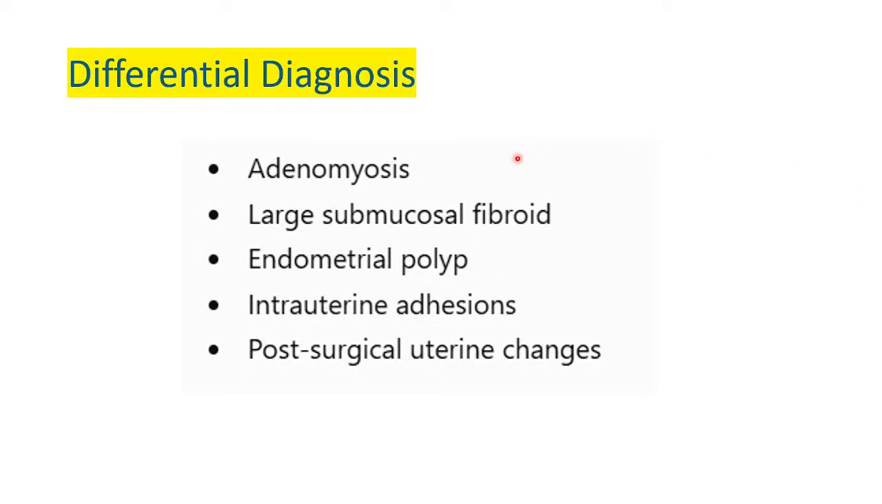When you see these so-called congenital uterine anomalies, you also must not forget the differentials. There can be differentials that can mimic or resemble congenital uterine anomalies. The differential diagnosis: adenomyosis, large subserosal fibroids, endometrial polyps, and intrauterine adhesions. Post-surgical uterine changes can also masquerade as congenital uterine anomalies.